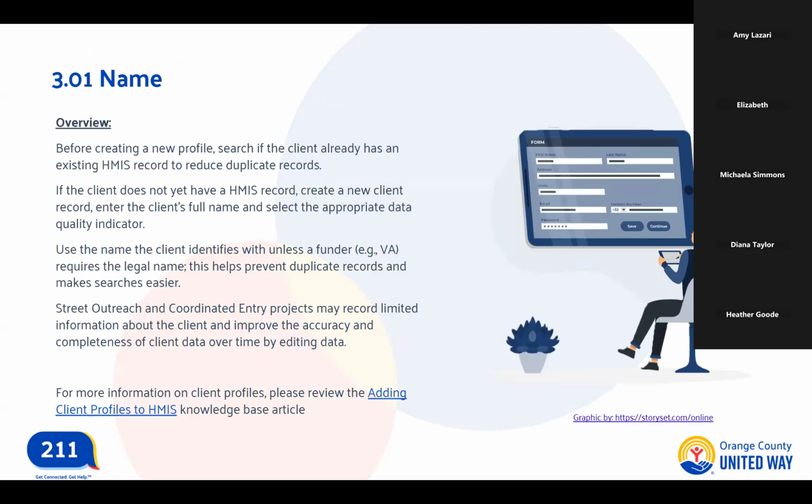3.01, Name. Before creating a new profile, search if the client already has an existing HMIS record to reduce duplicate records. If the client does not yet have an HMIS record, create a new client record, enter the client's full name, and select the appropriate data quality indicator. Use the name the client identifies with unless a funder requires the legal name. This helps prevent duplicate records and makes searches easier.